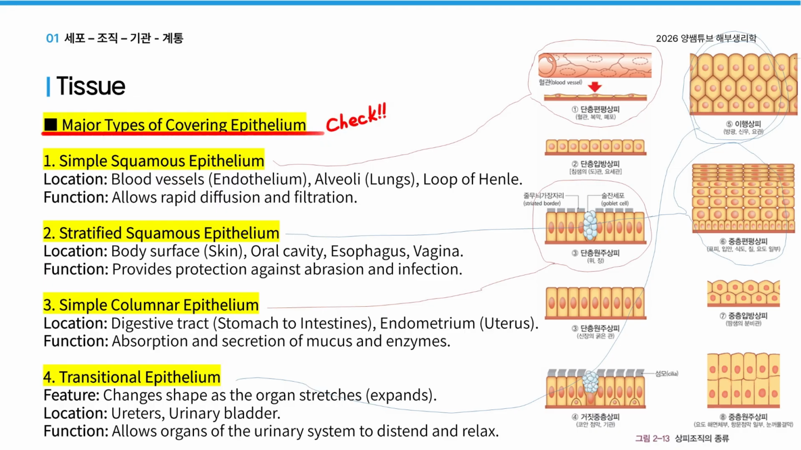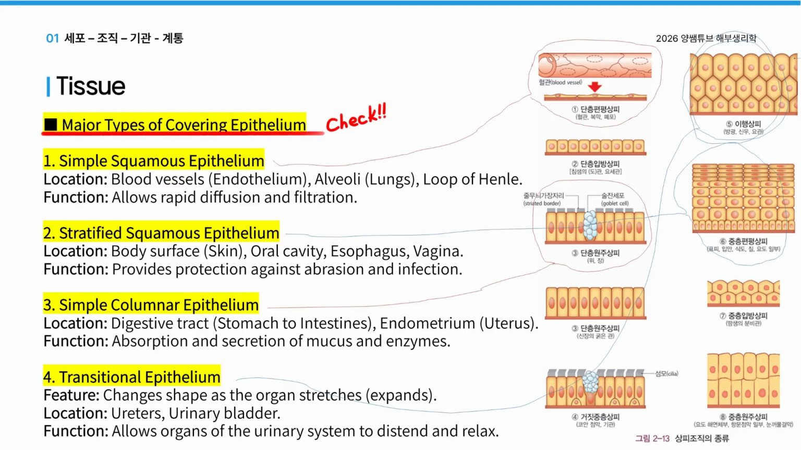Now, let's look at the 4 major types of covering epithelium based on their shape and layers. First, we have the simple squamous epithelium. Because it's a single layer of flat cells, it's perfect for rapid diffusion and filtration. You can find it in areas where gas or fluid exchange is critical, such as blood vessels, alveoli in the lungs, and the loop of Henle.